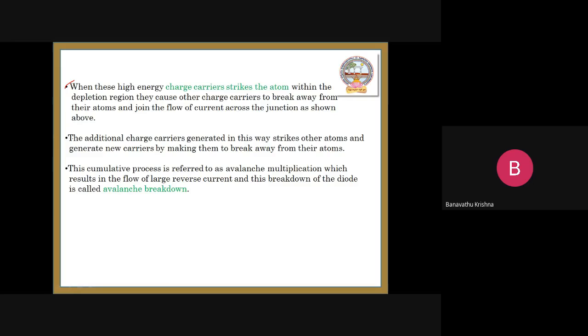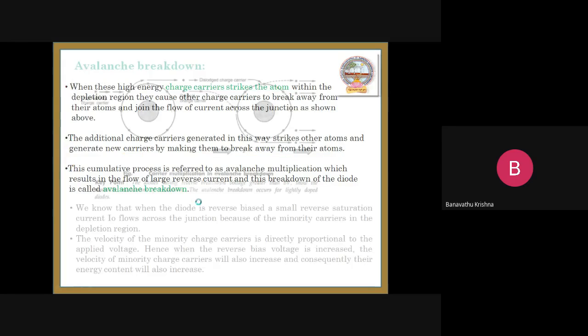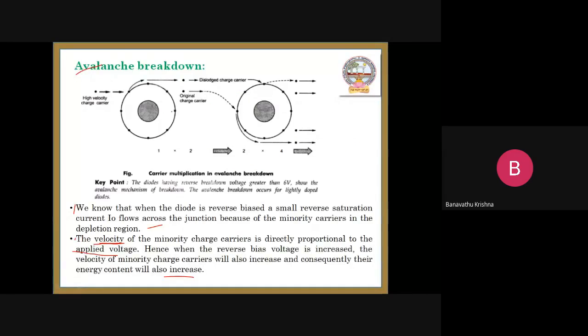The second point is that the additional charge carriers generated in this way strike other atoms and generate new charge carriers by making them break away from their atoms. This cumulative process is referred to as avalanche multiplication, which results in the flow of large reverse current, and this breakdown of the diode is called avalanche breakdown. This is the basic concept of avalanche breakdown.